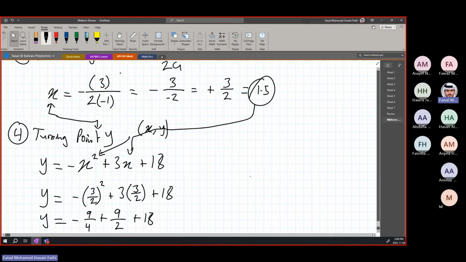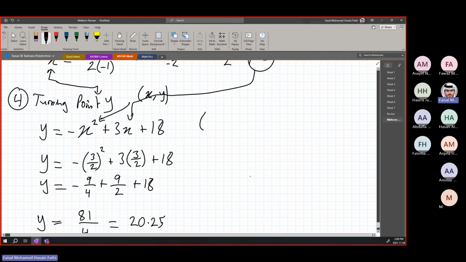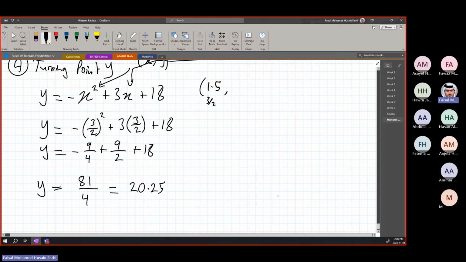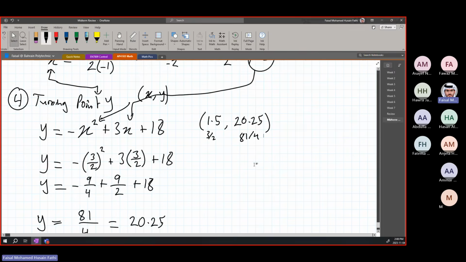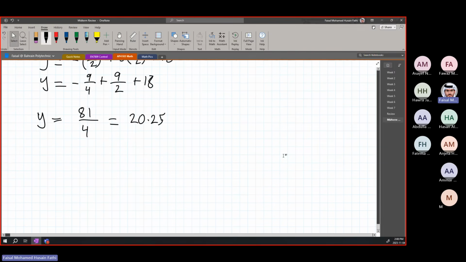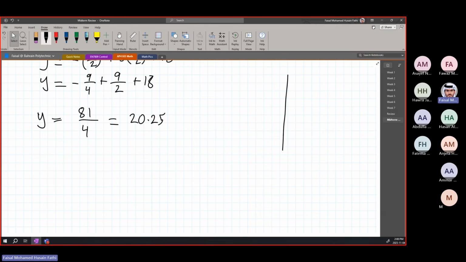So our coordinate is going to be x, which is 3 over 2 or 1.5, and our y is 20.25, which is 81 over 4. Okay? And now, since we found all our values, we can plot. So now we draw our plot.